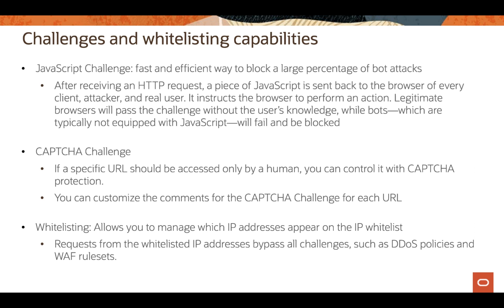CAPTCHA challenge: if you have a specific URL on your application that you want to give access to only a human, so they have to answer some questions in order to get access to it, you can control that using the CAPTCHA challenge. And like I mentioned, the whitelist too: you can allow some managed IPs from your environment or from some of your partners accessing your application, and give them access without going through the challenge that was enabled before.